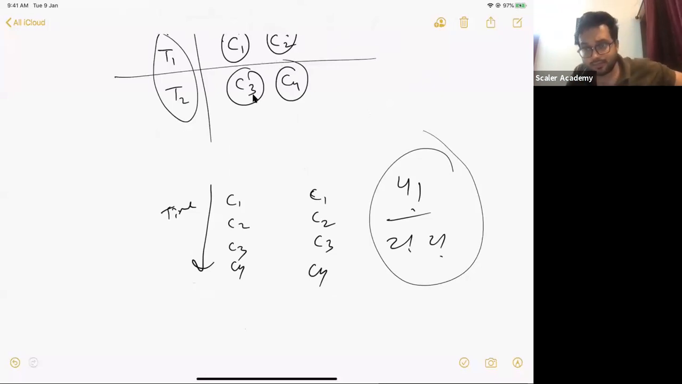Sukanya, you're absolutely right. Does that make sense to everybody? Are you guys with me? Okay, you guys are with me, right?